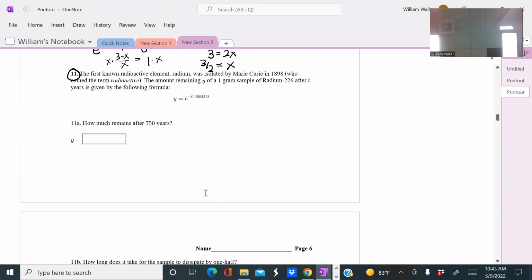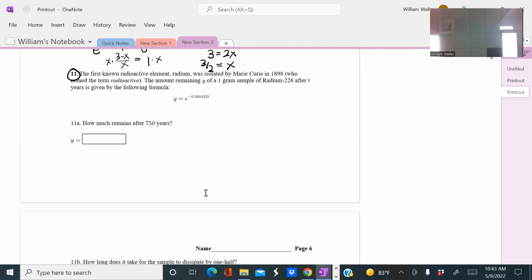Now, in 11, we're going to solve not a logarithmic equation, but an exponential equation. But it's in a word problem. So let's read the word problem here. It says the first known radioactive element, radium, was isolated by Marie Curie in 1898, and she was the person who coined the term radioactive. Because it came from this, because she isolated this element, radium.